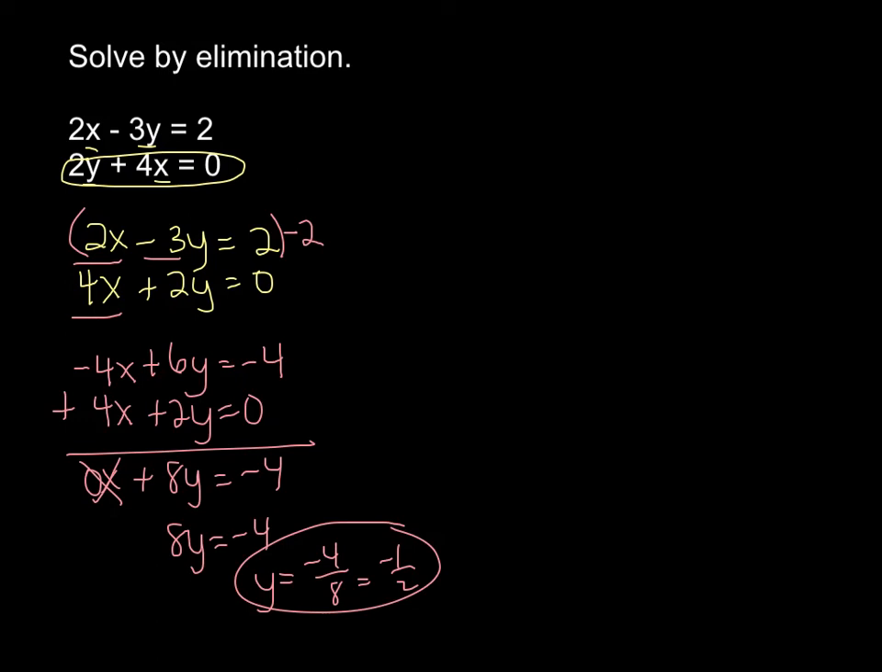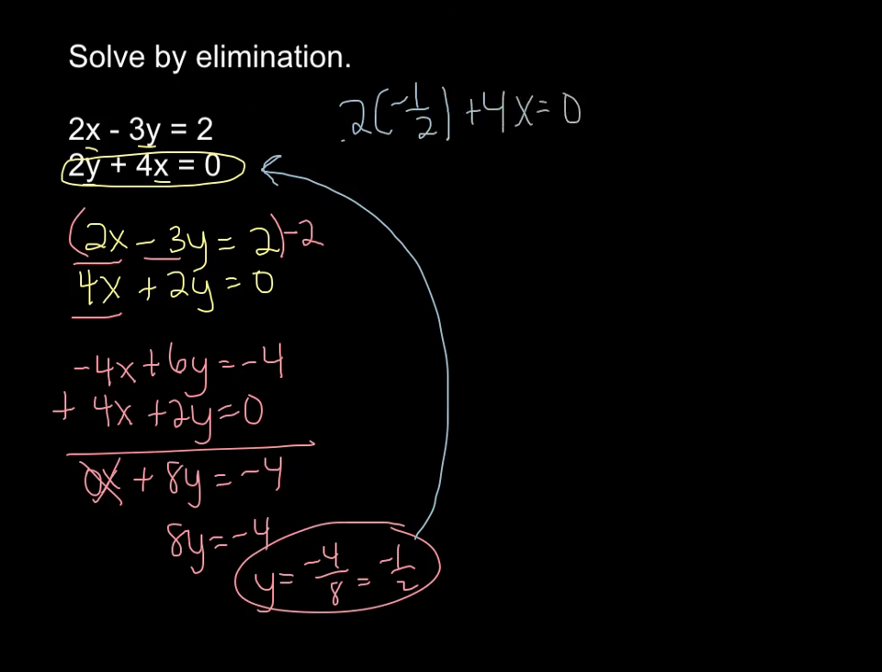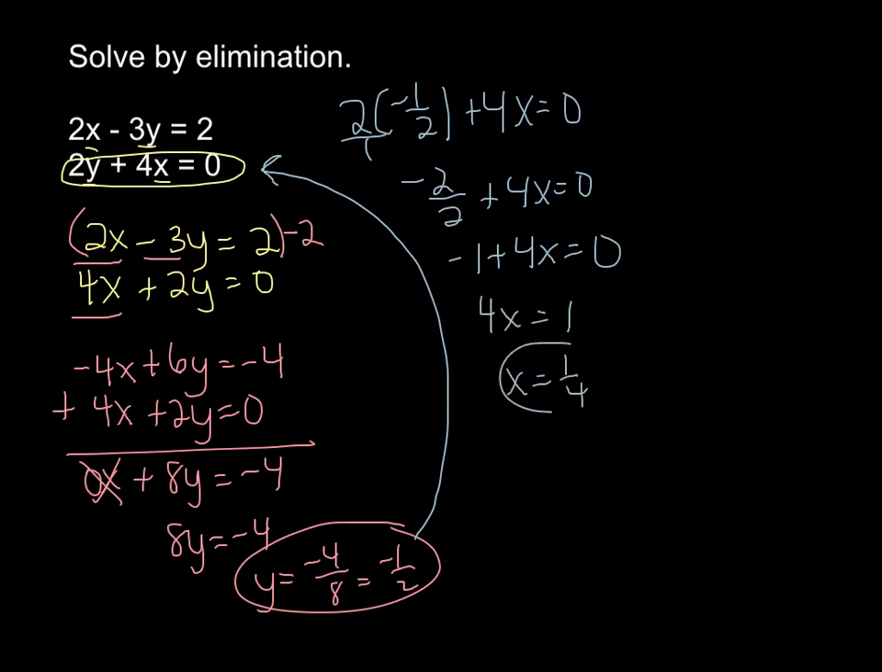Now I need to solve for x. I'm going to substitute this into the second equation to get x. So I have 2 times -1/2 plus 4x equals 0. Remember, this is 2 over 1, so this becomes -2 over 2. Add 4x equals 0. So -1 add 4x equals 0. Adding 1 to the other side, I get 4x equals 1, so x equals 1/4. So then my final answer is 1/4, negative 1/2. If I do a check, they both work in both equations.